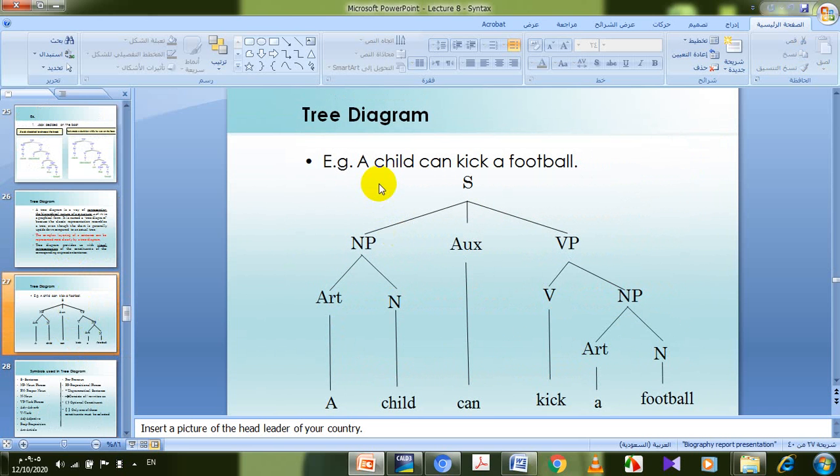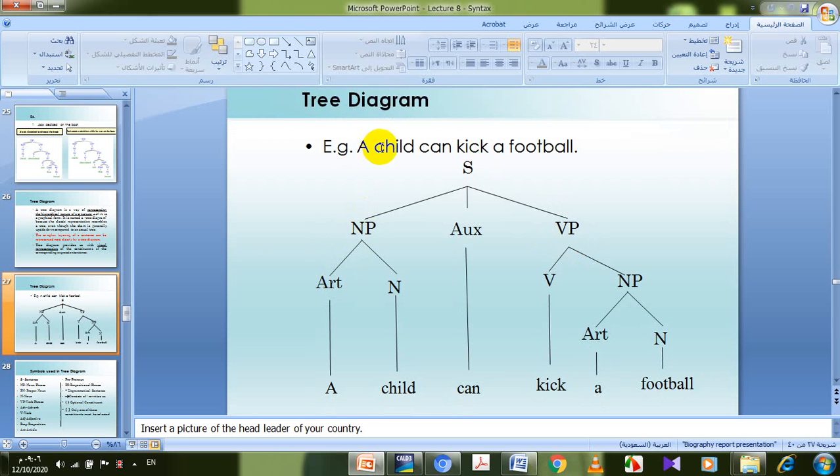Like this one, tree diagram. A child can kick a football. Sentence: a child, noun phrase. The rest of the sentence, starting from the verb, can kick a football, is a verb phrase. A noun phrase is either a noun alone, Rami, Khalid, Samir, or an article or determiner with a noun, a child. It can have an adjective in the middle: a small child, a little child, also a noun phrase.